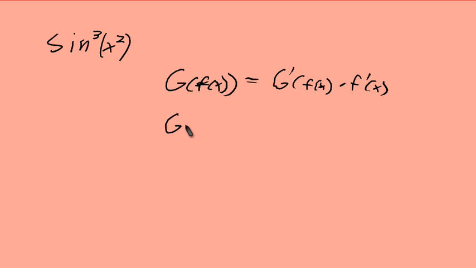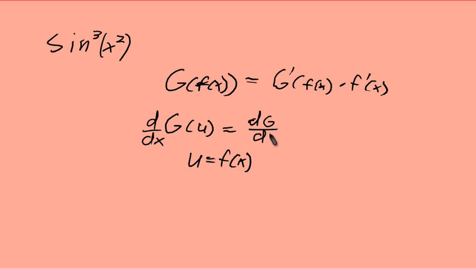You could call this function g of u. You could say u is equal to f of x, and then the derivative of g of u with respect to x equals dg du times du dx. This is actually a little bit more technical about how the chain rule is formalized. It often looks like this.